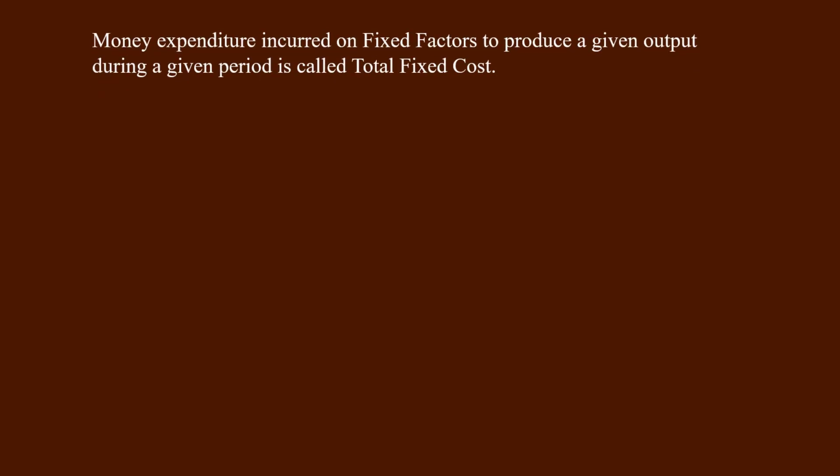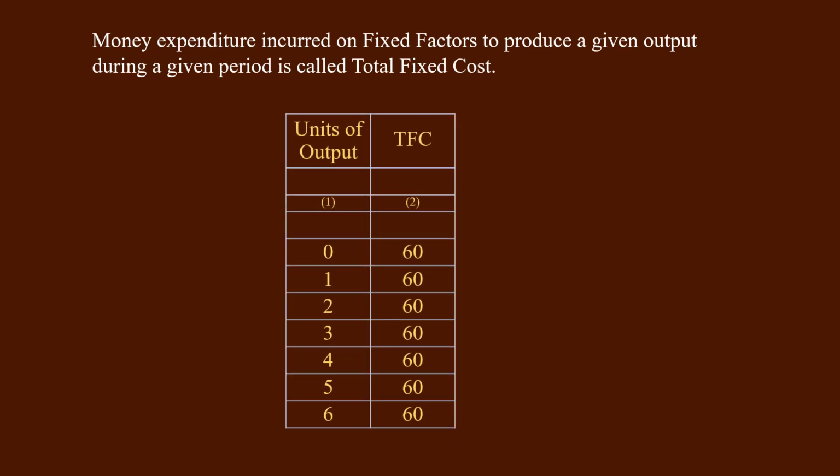A producer uses both fixed factors and variable factors to produce a given level of output. Money expenditure incurred on fixed factors to produce a given output during a given period is called total fixed cost. Look at this table. First column shows output. Output varies from 0 to 6 units. Second column shows the fixed cost. Fixed cost is 60 rupees at all levels of output.